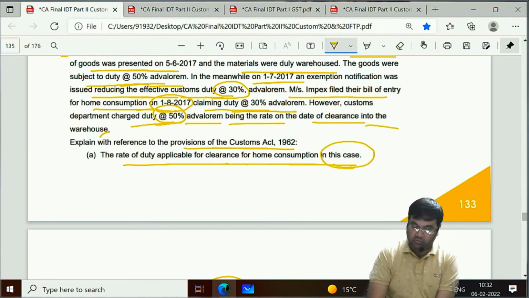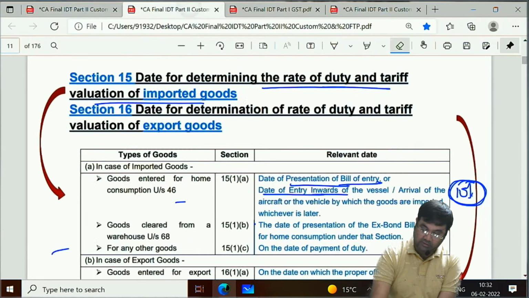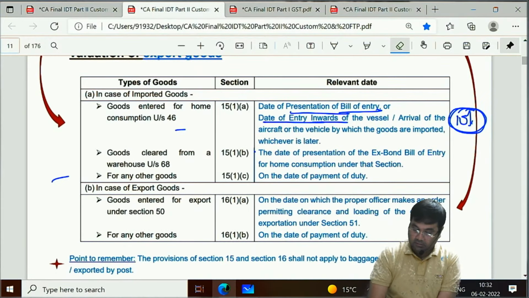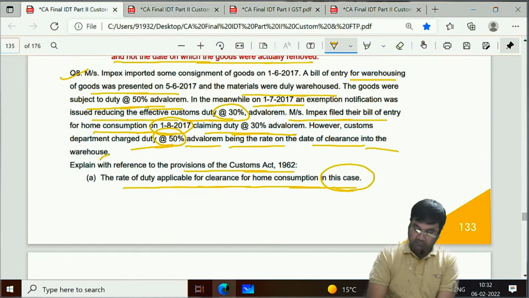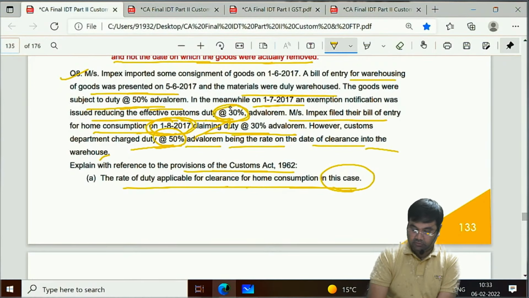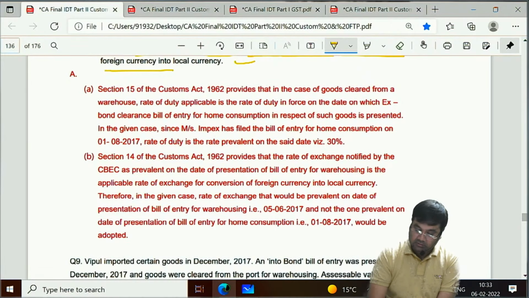Here, because the goods are warehoused, what is going to be the rate of duty according to Section 15(1)(b)? The date of presentation of the ex-bond bill of entry, correct? So when he is presenting the ex-bond bill of entry, which is on 1/8/2017, on this date the rate of duty is 30%. So he is supposed to pay duty at the rate of 30%.